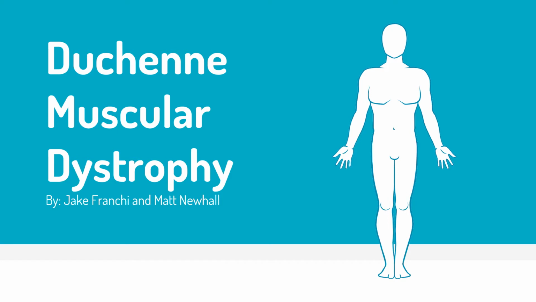Duchenne muscular dystrophy got its name from the French neurologist who actually discovered it, Guillaume Benjamin Amand Duchenne, and he discovered it in 1860.